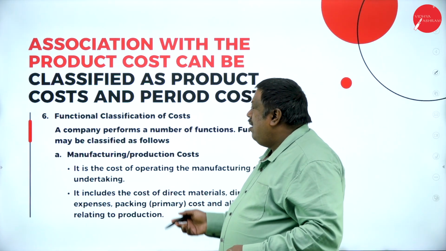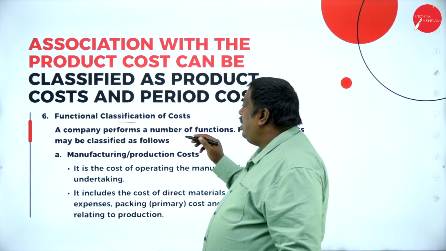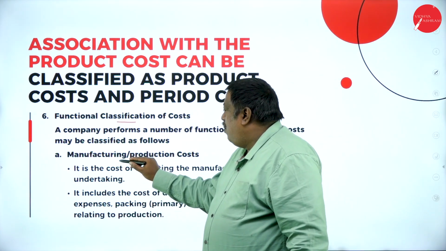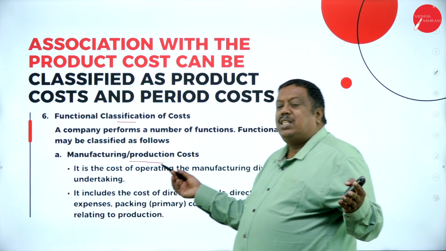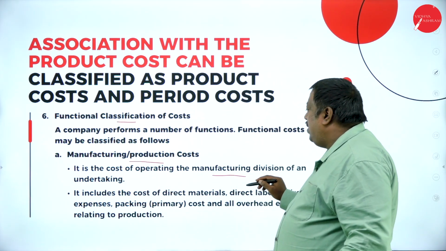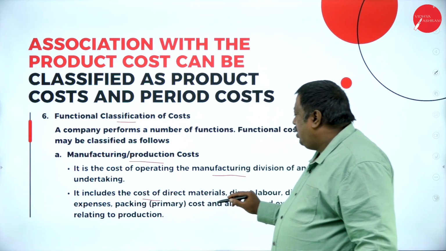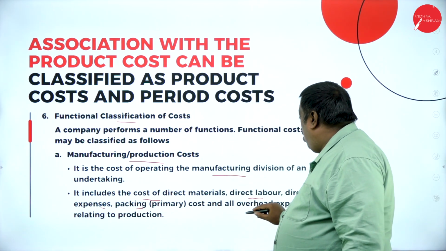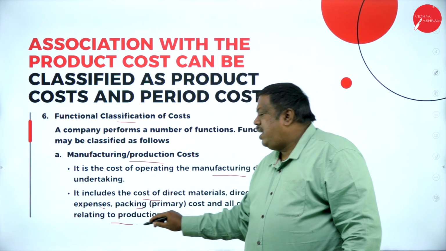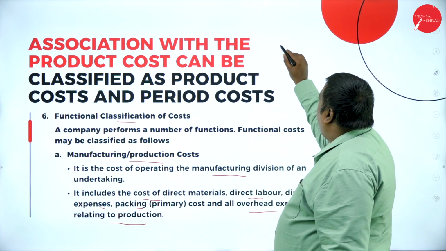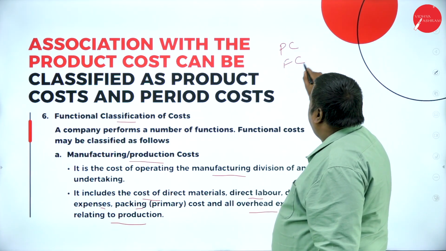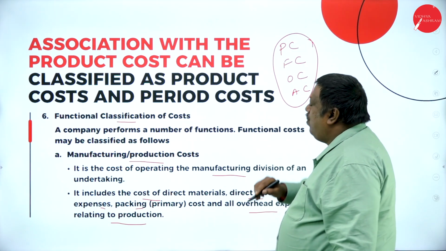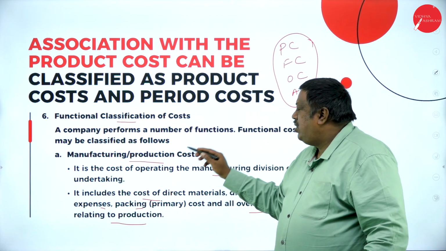Next we have functional classification. The cost can be classified based on the functions. So now in that we have production cost. So what is production cost? It is the cost of operating the manufacturing division of an undertaking. It includes cost of direct materials, direct labor, direct expenses, packaging, and all overhead costs which are related to production. That is nothing but prime cost, factory cost, office cost, administration cost. All these costs included are called my production cost.